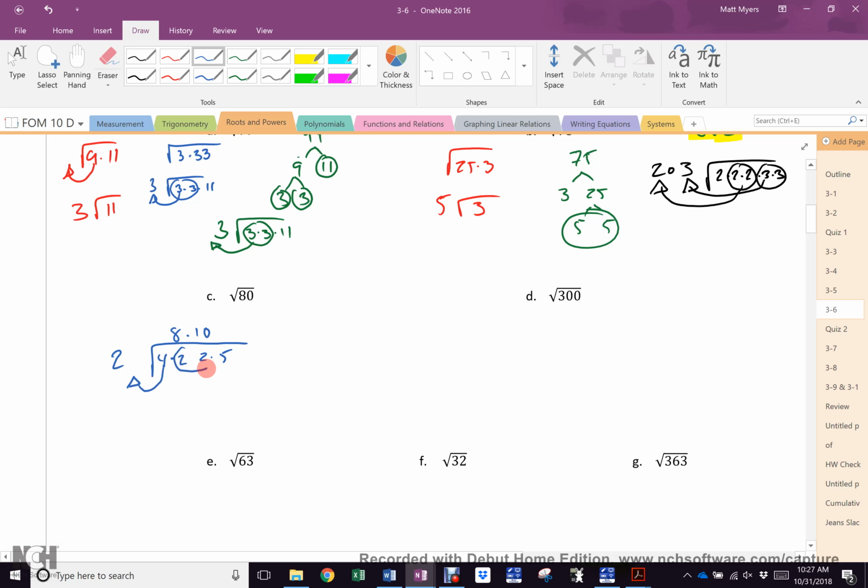What do you see right there? Another group of 2. So what comes out? A 2. What do those two numbers do when they're out in front? Multiply to get what? 4. And what did I leave under there? 5.